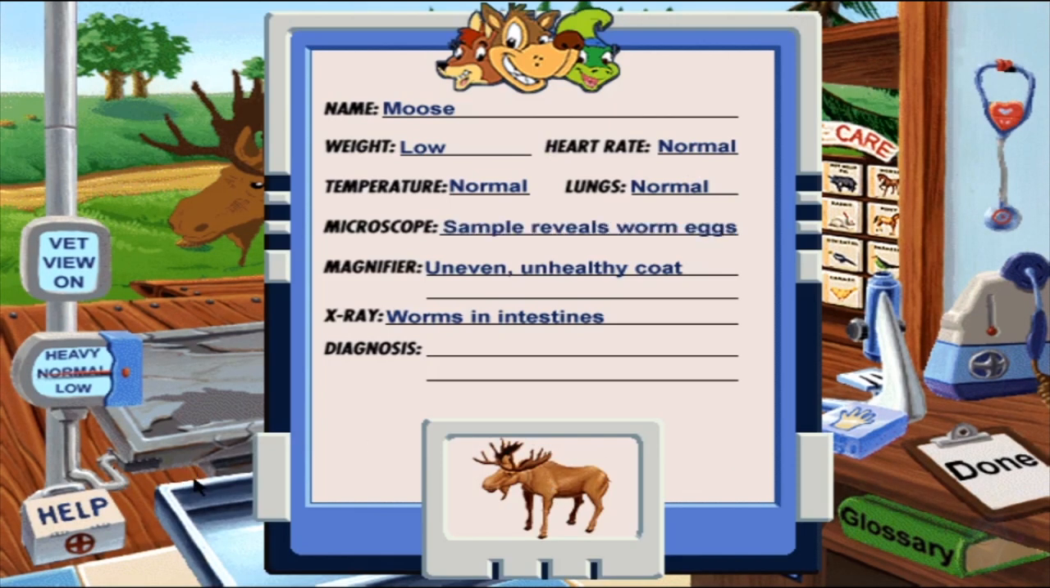Sample reveals worm eggs. The moose's weight is low. Its heart rate is normal. The temperature and lung readings are also normal. The microscope sample reveals worm eggs. And the magnifying glass shows an uneven hair coat. The X-ray results show adult worms in the intestines. The moose is suffering from internal parasites.